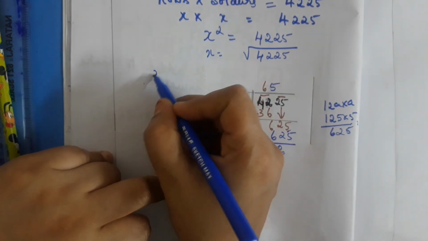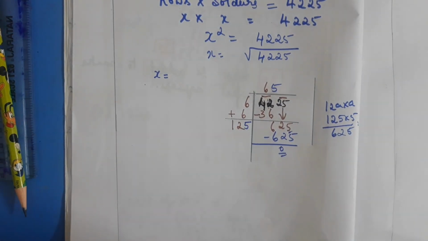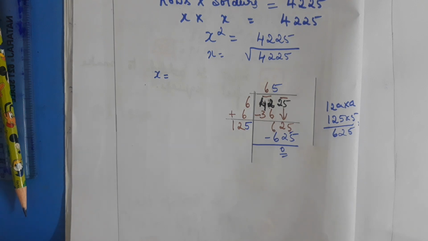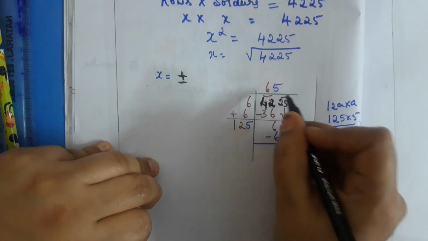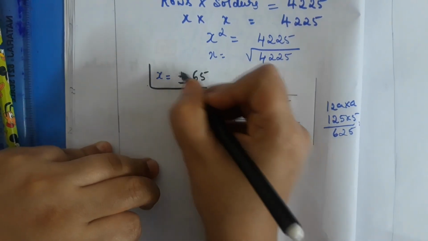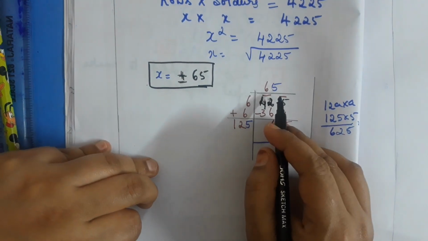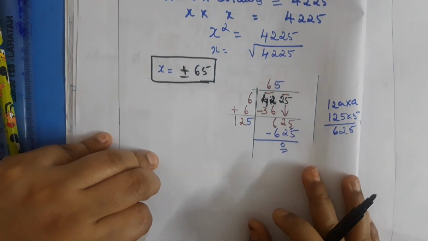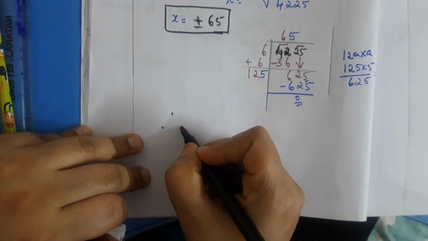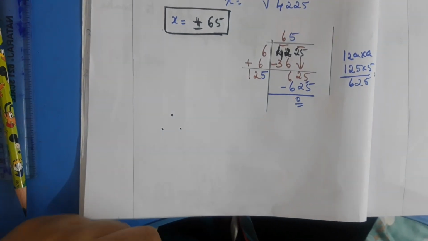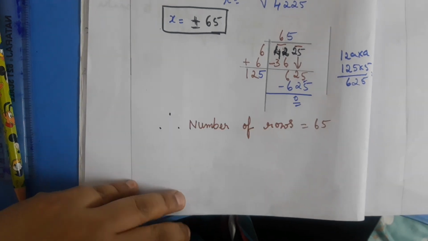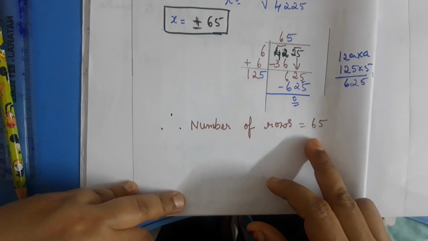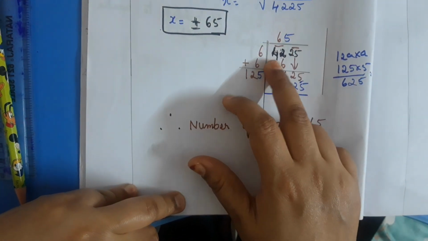So the answer is x equals plus or minus 65. The square root of 4225 is 65. So we write x equals plus or minus 65. Here we have to find the number of rows. Therefore the number of rows is equal to 65. Therefore the answer is the number of rows equals 65. The square root of 4225 is the answer.